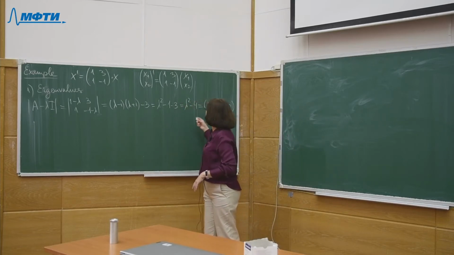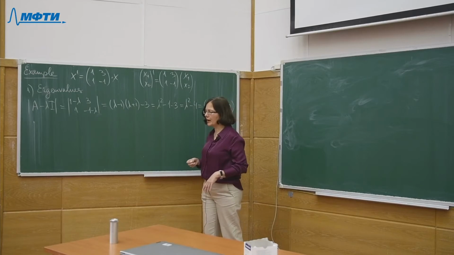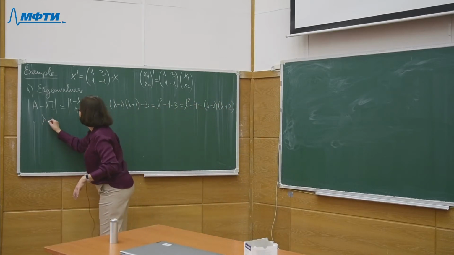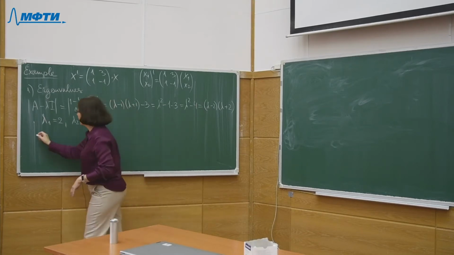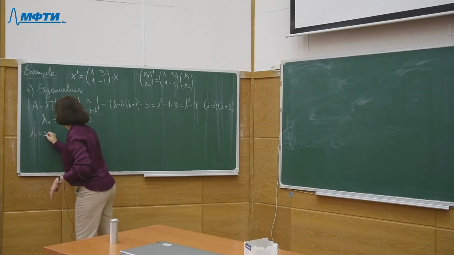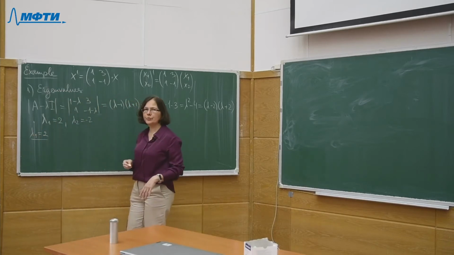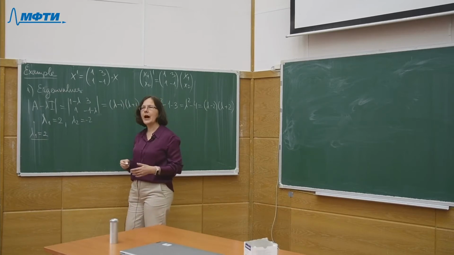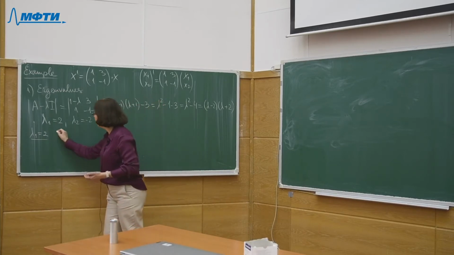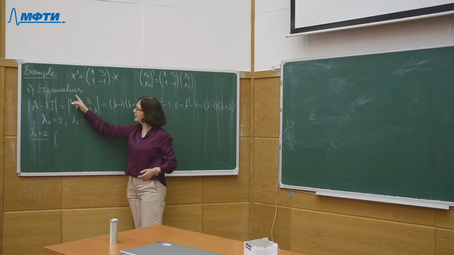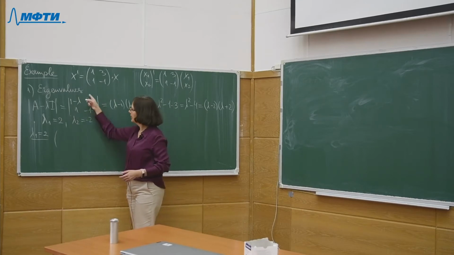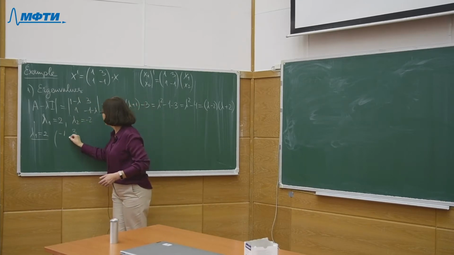And we can see that there are two eigenvalues, lambda 1, which is equal to 2, and lambda 2, which is negative 2. Next, let's consider the first eigenvalue, lambda 1 equals 2, and now our goal is to find the eigenvector. To do this, we should substitute 2 for lambda in this matrix, and we will get negative 1, 3, 1, negative 3.